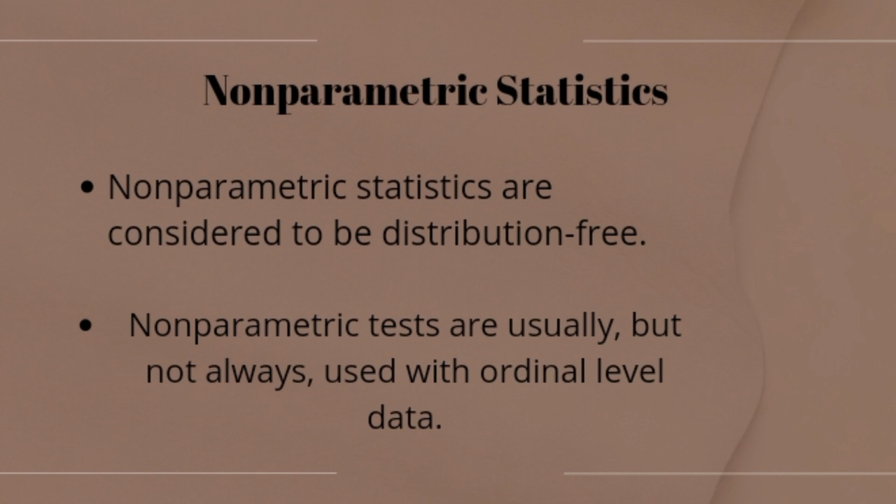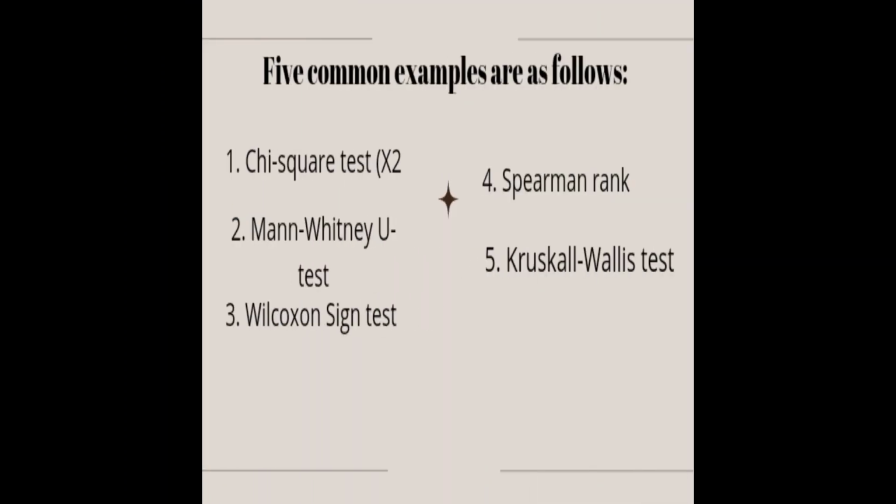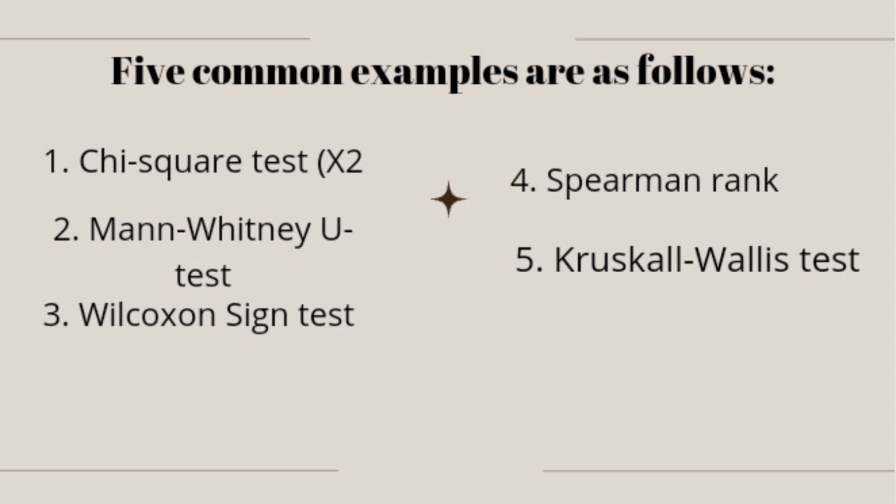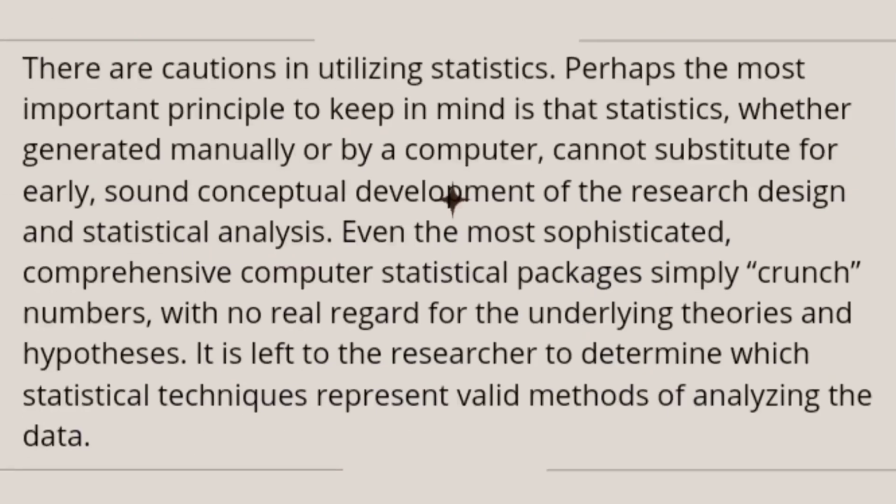Next is non-parametric statistics. Non-parametric statistics are considered to be distribution-free. Non-parametric tests are usually, but not always, used with ordinal level data. 5 common examples are as follows. 1. Chi-square test. 2. Mann-Whitney U-test. 3. Wilcoxon-Sign test. 4. Spearman rank. 5. Kruskal-Wallis test.